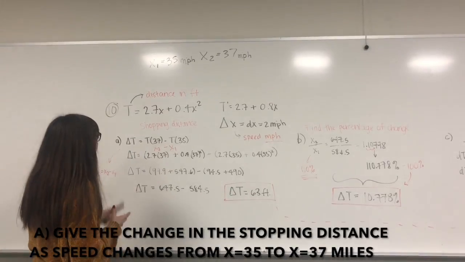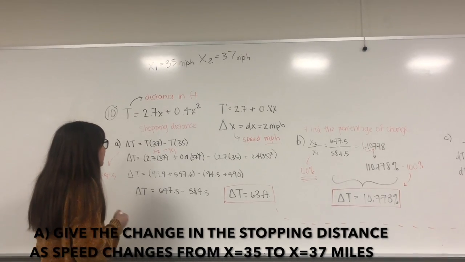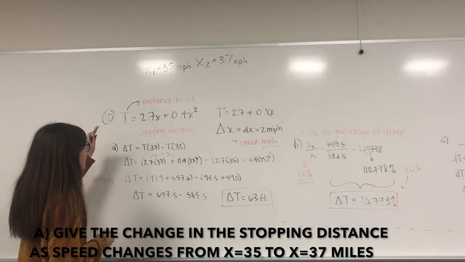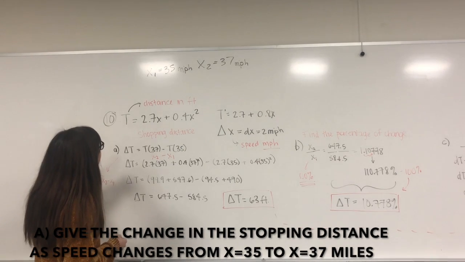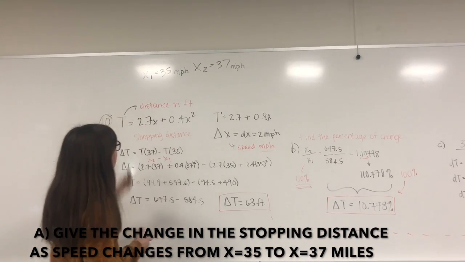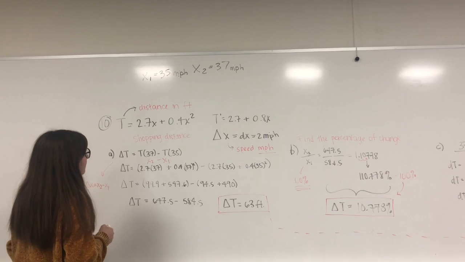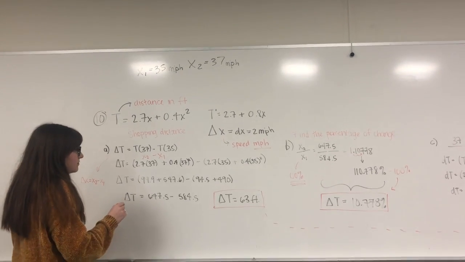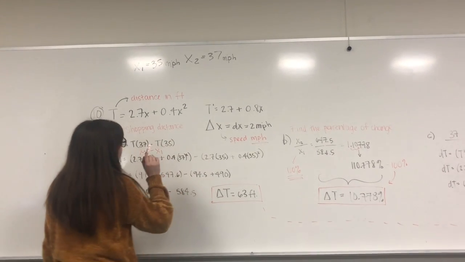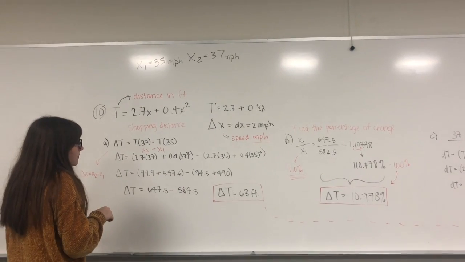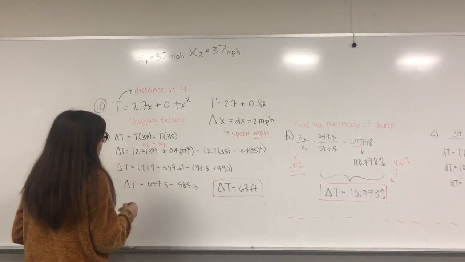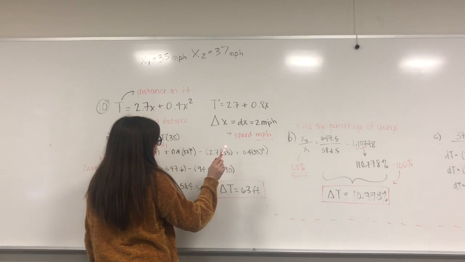Okay, in this problem we're asked to find the change in the stopping distance of a vehicle using this formula. We are given x1 and x2, where x1 is 35 miles per hour and x2 is 37 miles per hour. So first, we found the derivative of the formula, which is 2.7 plus 0.8x, and we know that the rate of change is 2 miles per hour.